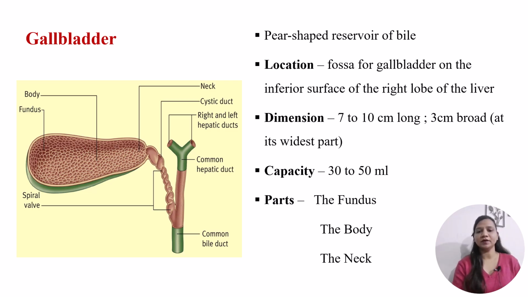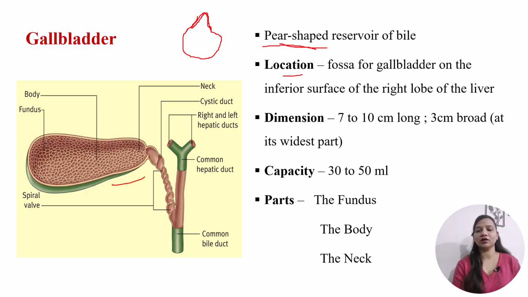So gallbladder is a pear-shaped reservoir of bile. We have already discussed in the previous lecture that the main function of the gallbladder is the storage of bile and making the bile concentrated. So this gallbladder is pear-shaped in structure. Pear meaning that which is tapering towards the end, or tapering means which is becoming narrowing towards one end. So this is the shape of the pear, which is exactly the shape of gallbladder.